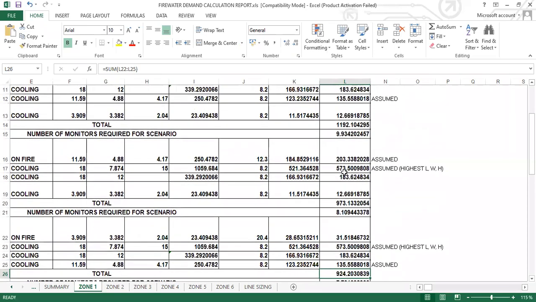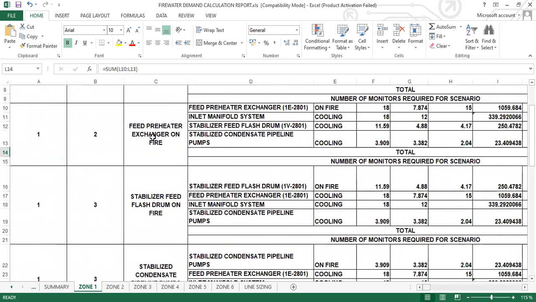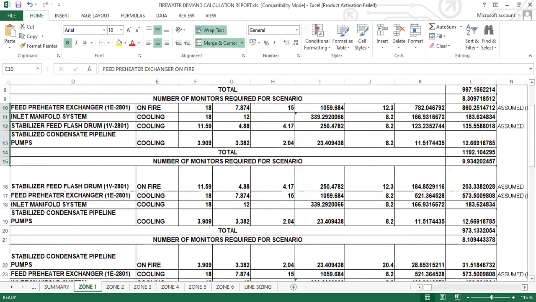So the one with the highest demand based on my initial calculation was 1192.104, and that scenario is when I think the feed preheater exchanger is on fire. I think that's the scenario. Yeah. So that's going to be the governing scenario for this zone.